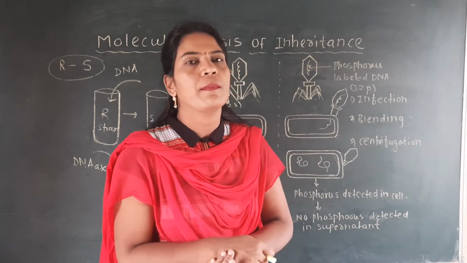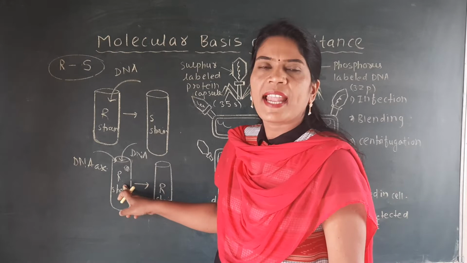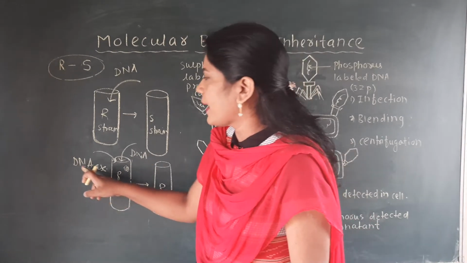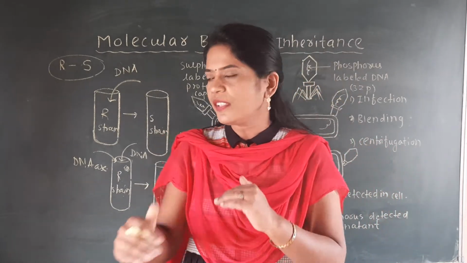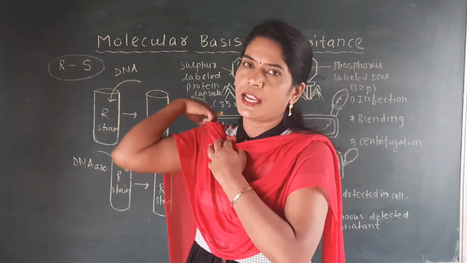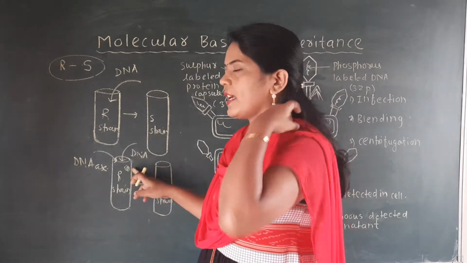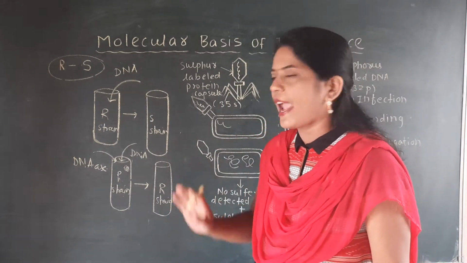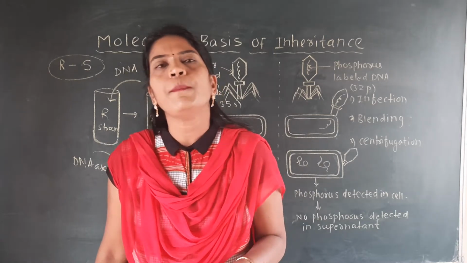Again, for their confirmation, in the last test they added the DNA of the dead mice to the R strain, and at the same time they added the DNase enzyme. And what happened? This DNase enzyme digests the DNA, due to which the DNA is digested and not accepted by the R strain, and thus the R strain remains as it is and is not converted into the S strain.